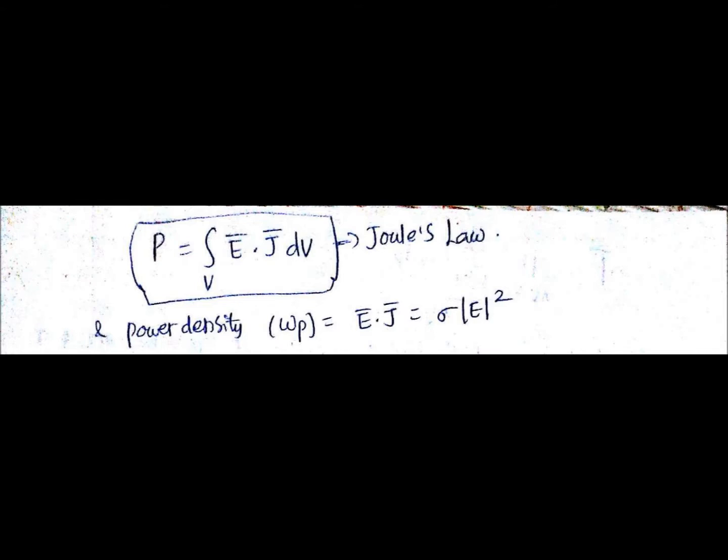From this, how do we get power density? It is just divided by dV. Density will always be divided by something. That will be equal to E bar dot J bar, which is nothing but sigma times the magnitude of E whole squared, because J equals sigma E, which you know, right?